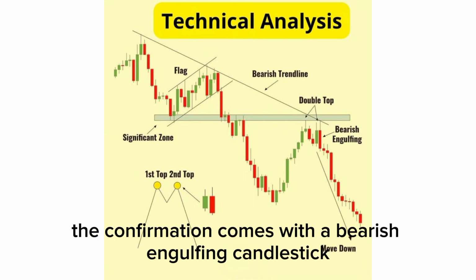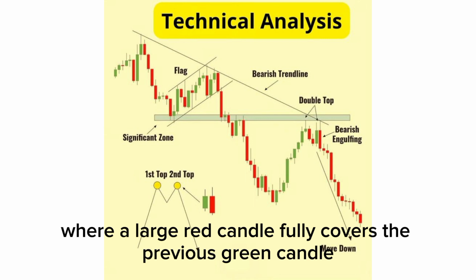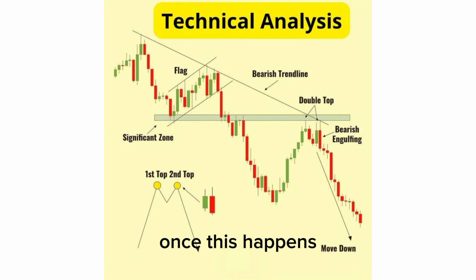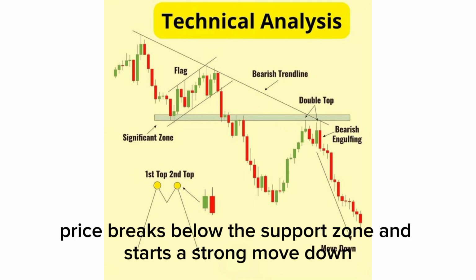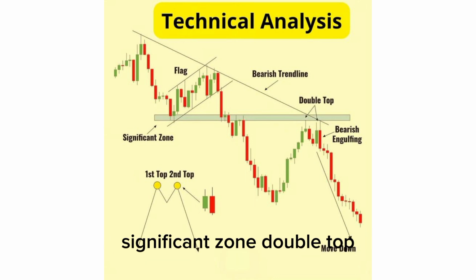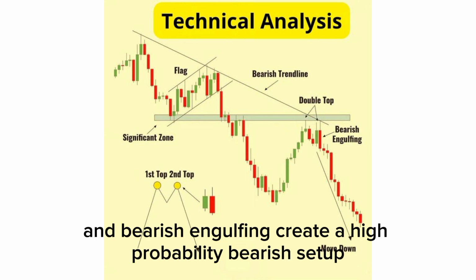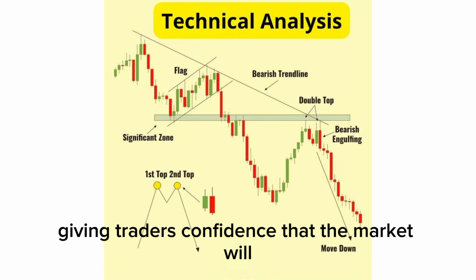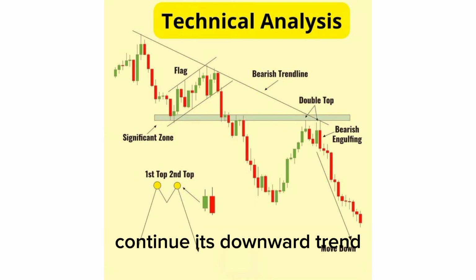The confirmation comes with a bearish engulfing candlestick, where a large red candle fully covers the previous green candle. This strong bearish candlestick pattern signals heavy selling pressure. Once this happens, price breaks below the support zone and starts a strong move down. Together, the flag, bearish trend line, significant zone, double top, and bearish engulfing create a high-probability bearish setup. Each element reinforces the next, giving traders confidence that the market will continue its downward trend.